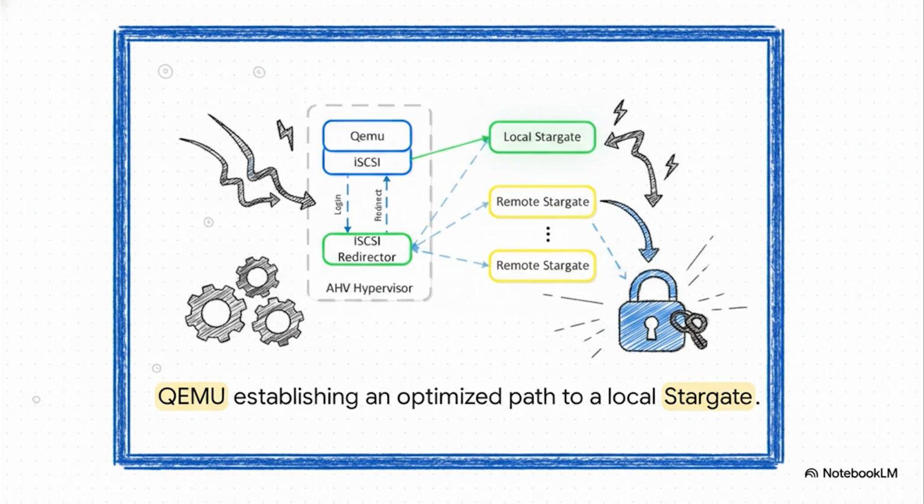The AHV host runs an iSCSI redirector, and when QEMU makes a login request, that redirector jumps in and establishes a highly resilient storage path directly to a healthy Stargate process, preferably the local one. The whole shebang basically bypasses unnecessary overhead, giving you maximum performance.